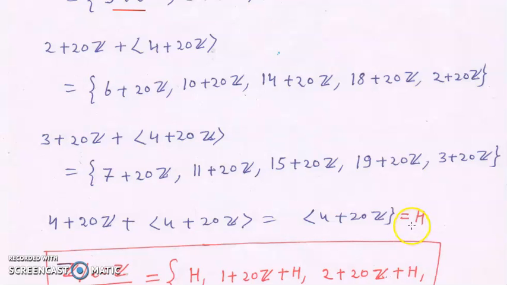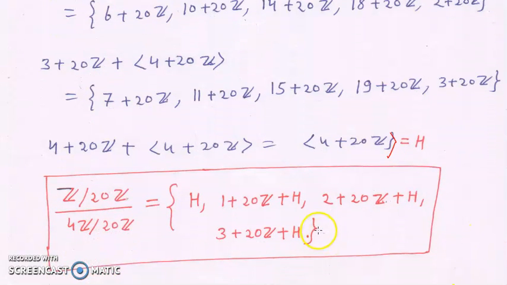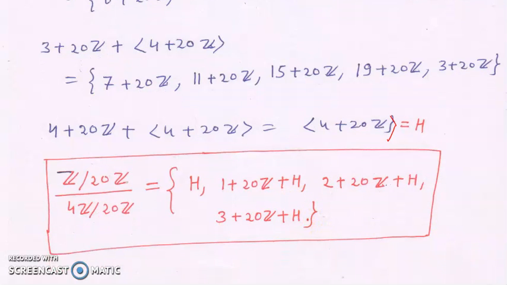Let us denote this 4 plus 20Z by h, with the angle brackets around h. Then we can write Z upon 20Z quotient 4Z by 20Z as H, where H is the subgroup generated by 4 plus 20Z. So this is H, 1 plus 20Z plus H, 2 plus 20Z plus H, 3 plus 20Z plus H. So in general you can write it like this.